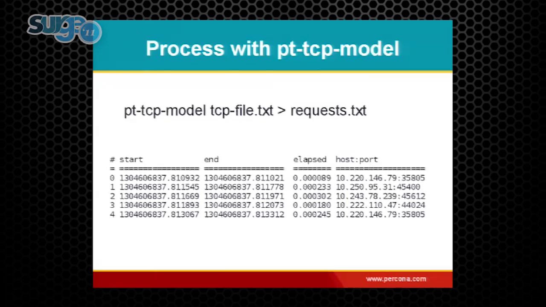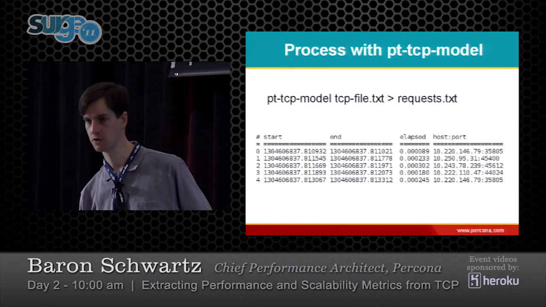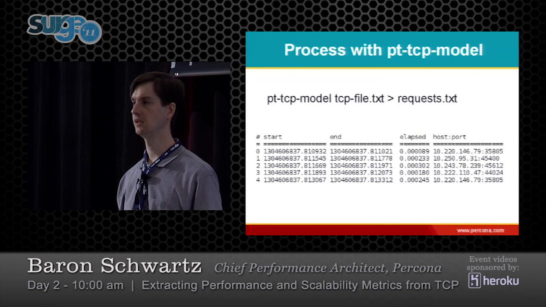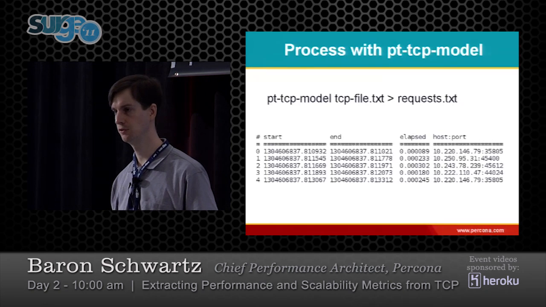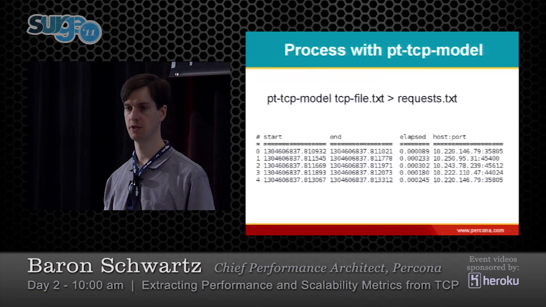And then there's a tool in Percona Toolkit, which is available on percona.com/software. It's open source. It's just a Perl program. And we can just run pt-tcp-model on this file and redirect the output. What it does is it goes through the tcpdump output and finds and correlates the inbound and outbound port numbers, as I just showed you, and then prints them out one per line. So instead of two lines per request, one representing the start and one representing the completion, we have one line per request.